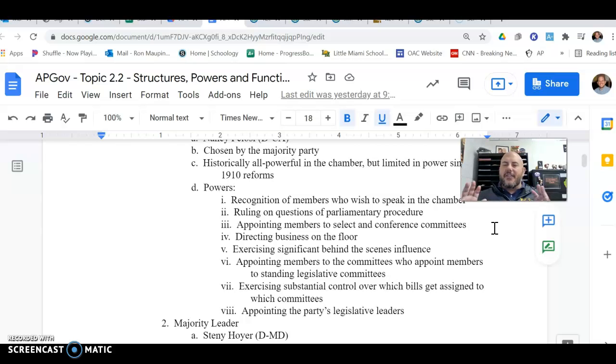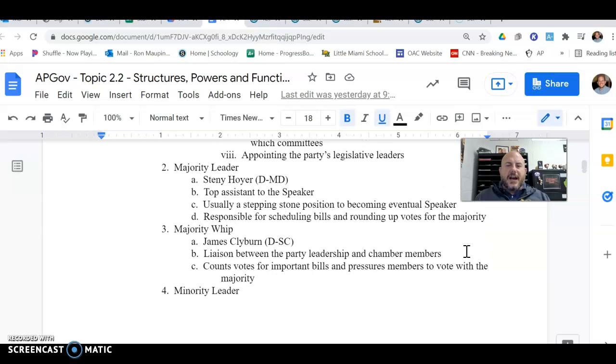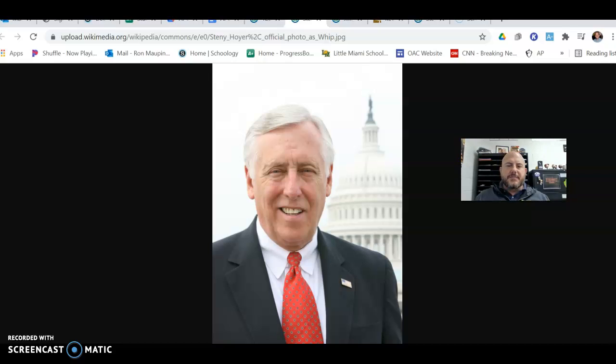And once again, on the Senate side, the Majority Leader doesn't have these same kinds of powers. So in many respects, you can make a very strong argument that Nancy Pelosi, as the Speaker of the House, has the most powerful position in Congress. Now, going along with that, you also have other top positions that include Majority Leader and Majority Whip. The current Majority Leader is Steny Hoyer out of Maryland, as pictured here.